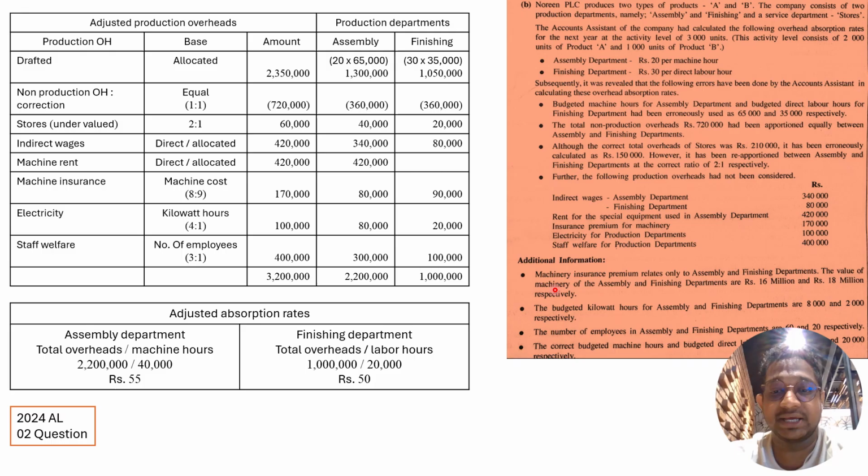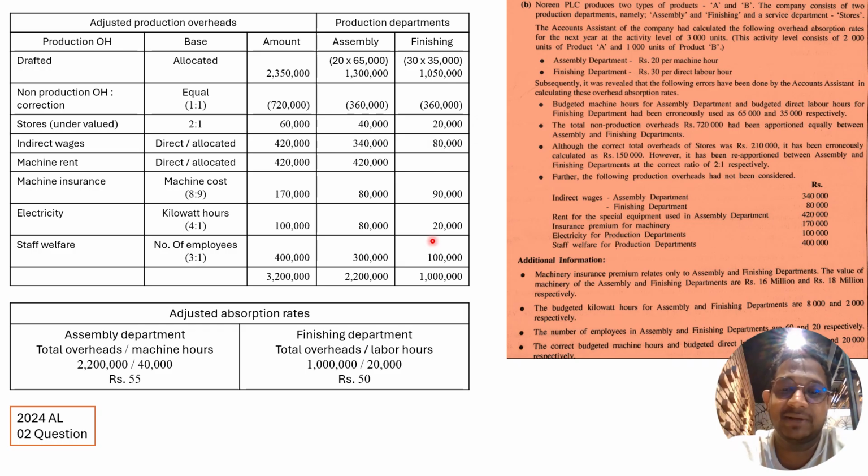It's specifically saying the machinery insurance premium relates only to the assembly and finishing departments. The value of machinery of the assembly and finishing departments is 16 million and 18 million. So the simplest ratio of that is 8:9. So dividing 170,000 on this base, you get 80,000 and 90,000. And to distribute electricity, you can use kilowatt hours as the base, and that's how you have to do that.